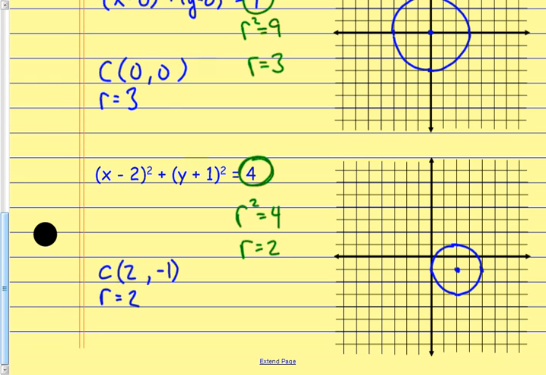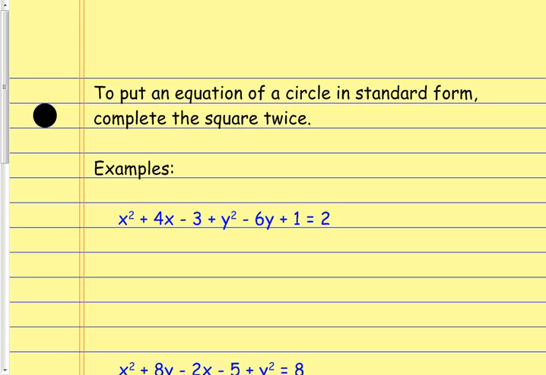All right? If I have an equation that's not quite in standard form, what I have to do is rewrite it in standard form. So to put the equation in standard form, I have to complete the square twice. Because I have an x squared and I have a y squared, I have to complete the square with each of these, and that's why I'm completing the square twice.